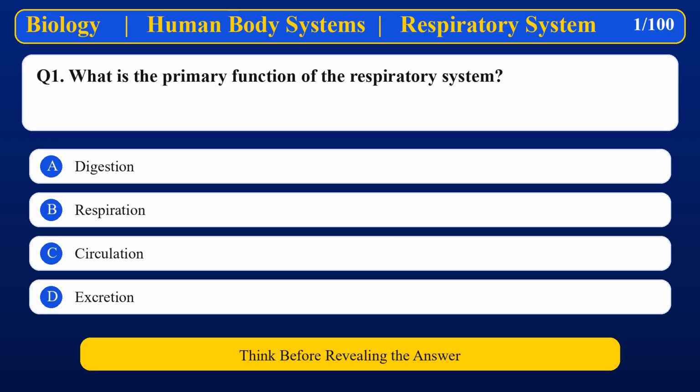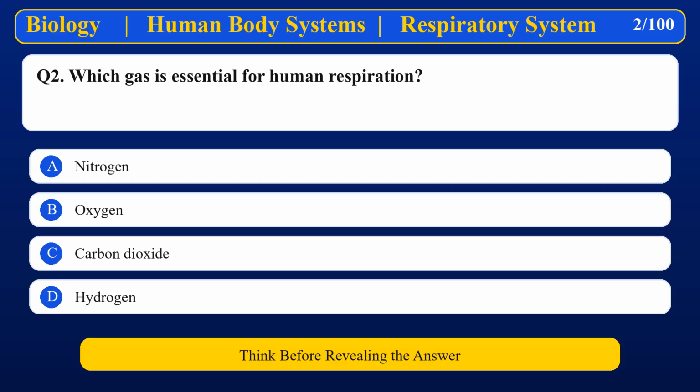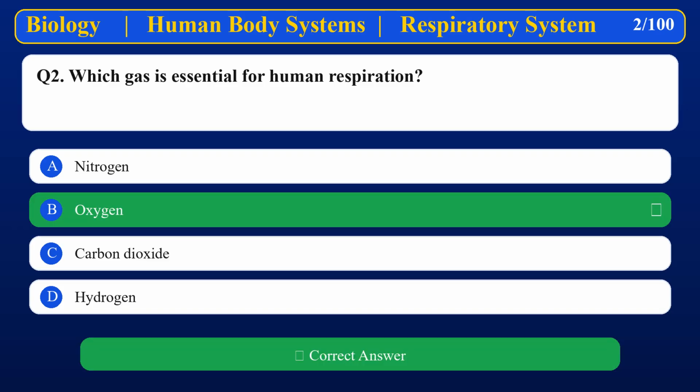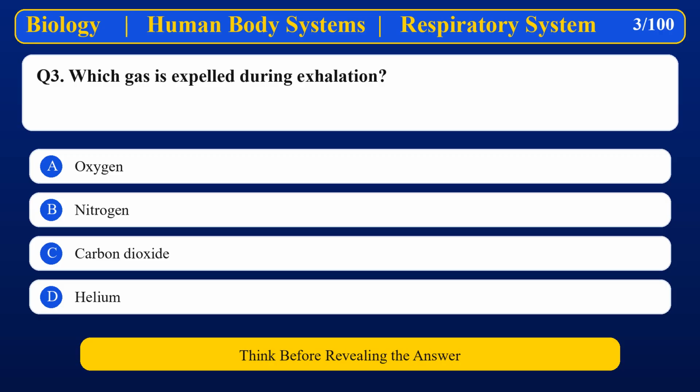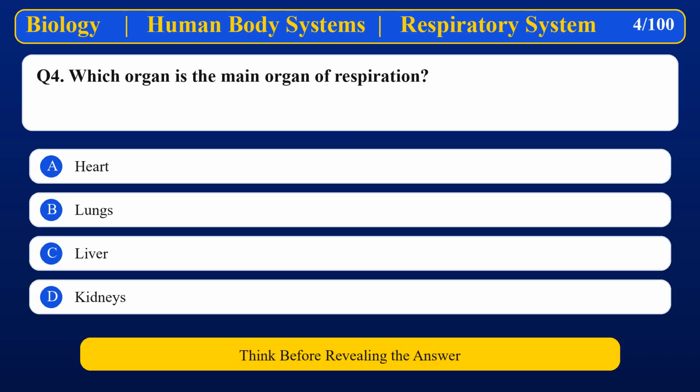What is the primary function of the respiratory system? Respiration. Which gas is essential for human respiration? Oxygen. Which gas is expelled during exhalation? Carbon dioxide.